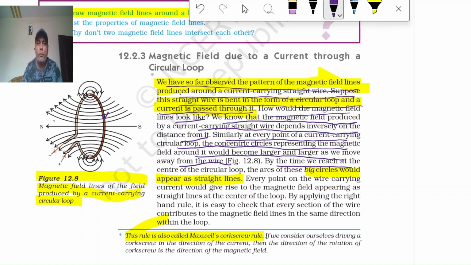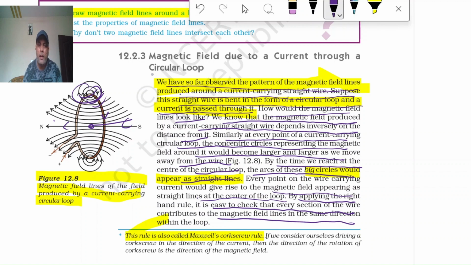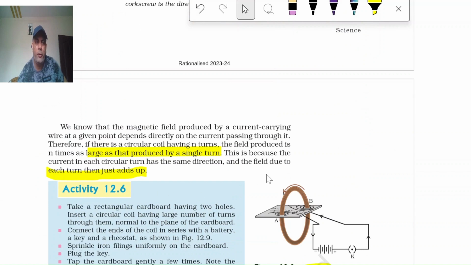By the time you reach the center of the circular loop, the arc of that big circle would appear as a straight line. So in the middle of the circle, when you go there, it will look like a straight line, but when we move towards the edge, it will be curved. So every point on the wire carrying the current will give a magnetic field that appears as a straight line at the center of the loop. By applying the right hand thumb rule that I have already explained, it is easy to check that every section of the wire contributes to the magnetic field lines in the same direction within the loop. So this entire process is the Maxwell rule.